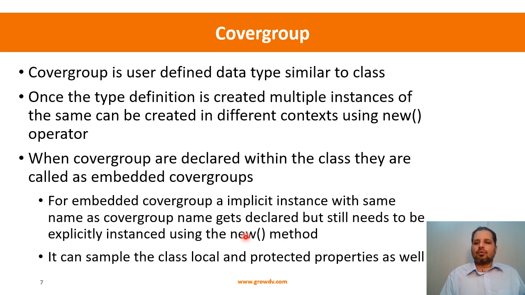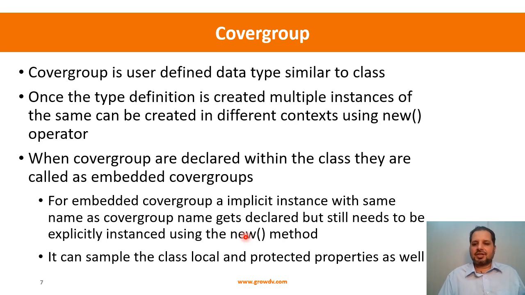But with respect to inheritance, the cover group doesn't really participate in the object orientation. What do I mean by that? You declare a particular cover group within a particular class, and then when you extend the class, you can't modify any characteristics of the cover group that you have defined within the base class. You can't go ahead and add a new cover point or a new cross to it. But what you can do is modify a few options, but beyond that you can't change anything from the inherited derived class or a subclass.